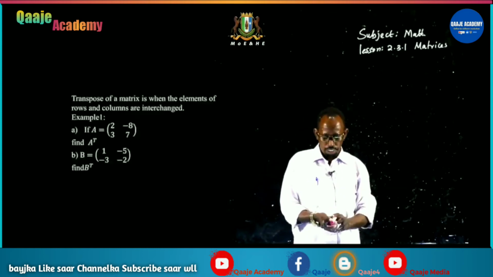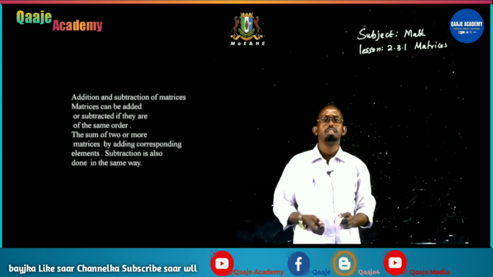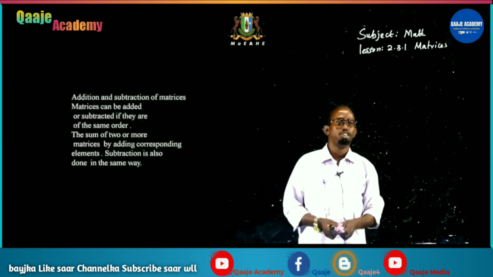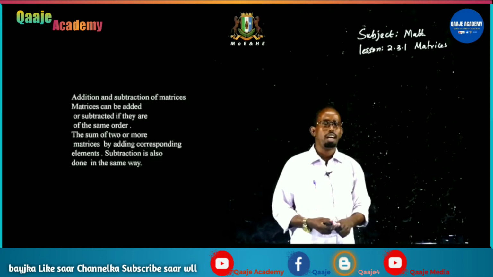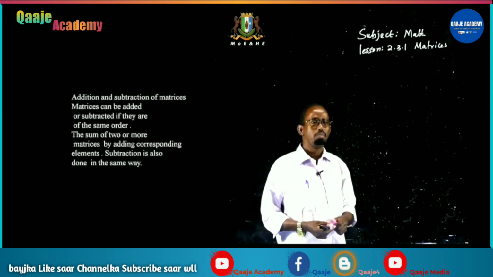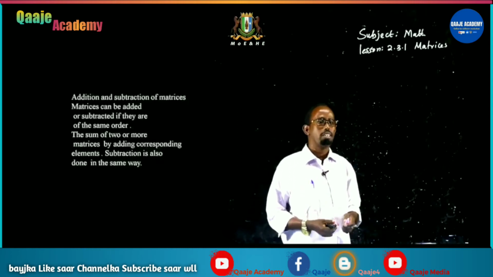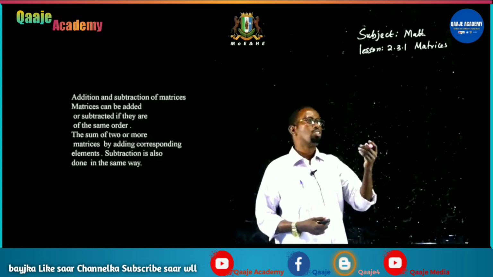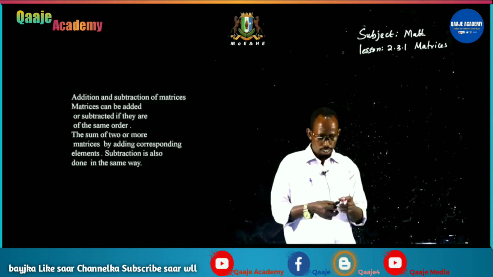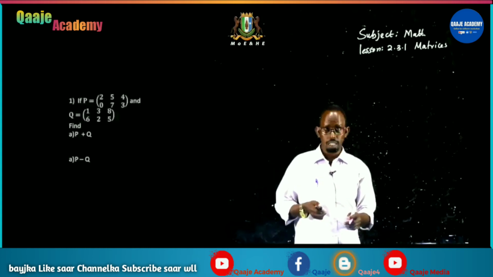The next topic is addition and subtraction of matrices. Matrices can be added or subtracted if they are of the same order. The sum of two or more matrices is found by adding the corresponding elements, and subtraction is also done in the same way.